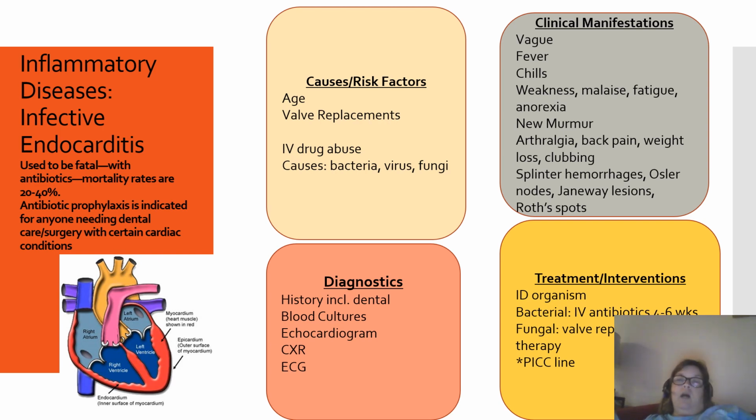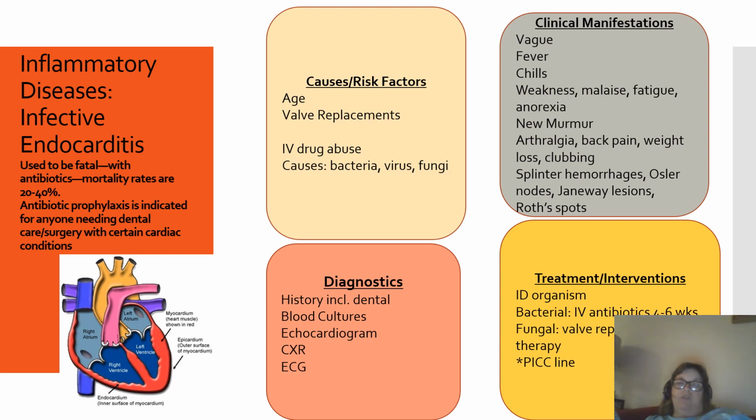Clinical manifestations, your favorites: vague, fever, chills, weakness, malaise, fatigue, anorexia. New onset of a murmur. They can have arthralgia, back pain, weight loss, clubbing, splinter hemorrhages, Osler nodes, Janeway lesions, and Roth spots. Diagnostics include dental: we need to get a good dental history, blood cultures, echocardiogram, chest x-ray, and ECG.